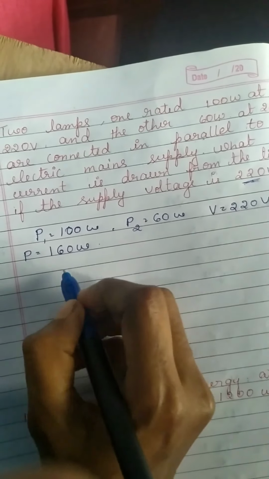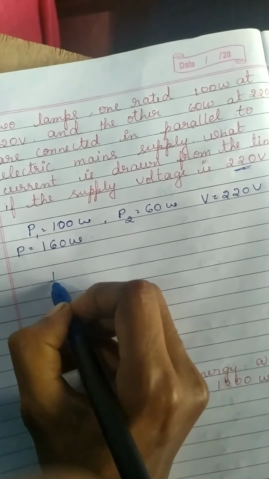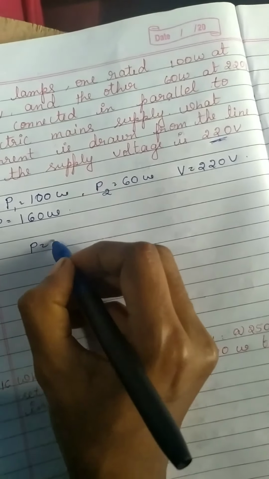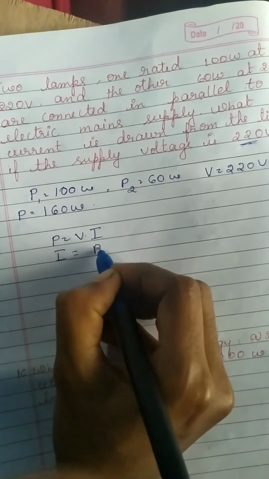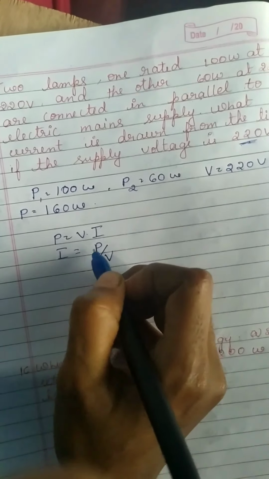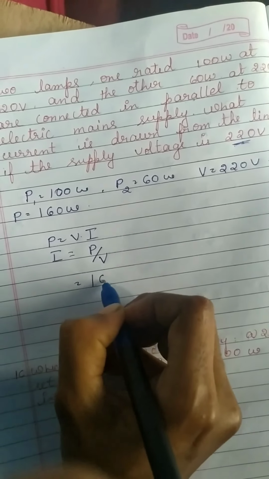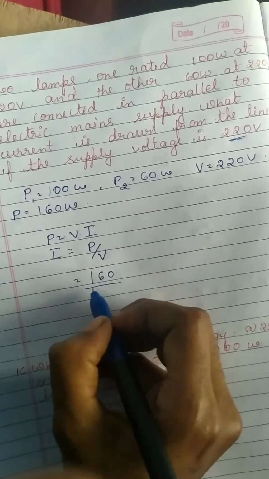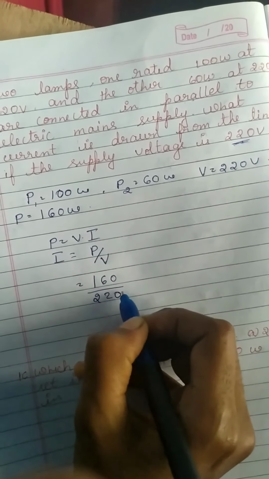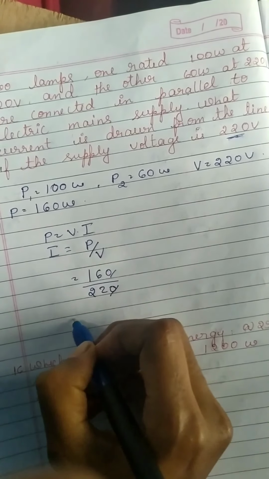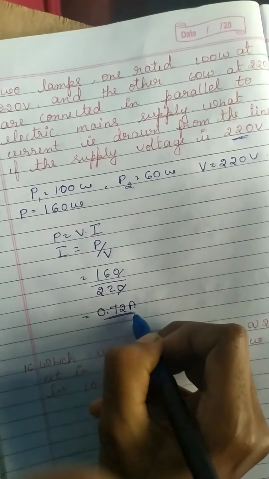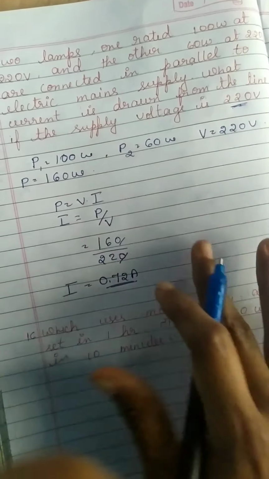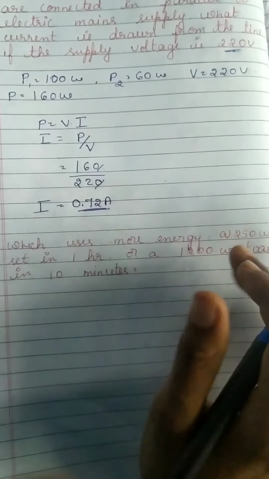Now what is the formula? P is equal to V into I, and I becomes P by V. So the total power is 160 divided by voltage 220. When you simplify this, you will get 0.72 ampere. I is equal to 0.72 ampere.